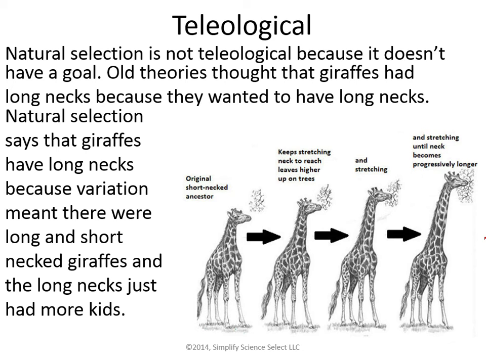So, for example, under the old theory that didn't quite figure out the natural selection component of evolution, they had the wrong idea that giraffes had long necks because they wanted to have long necks, that they just stretched and stretched and stretched until they made their necks longer. But that is not actually how natural selection works.